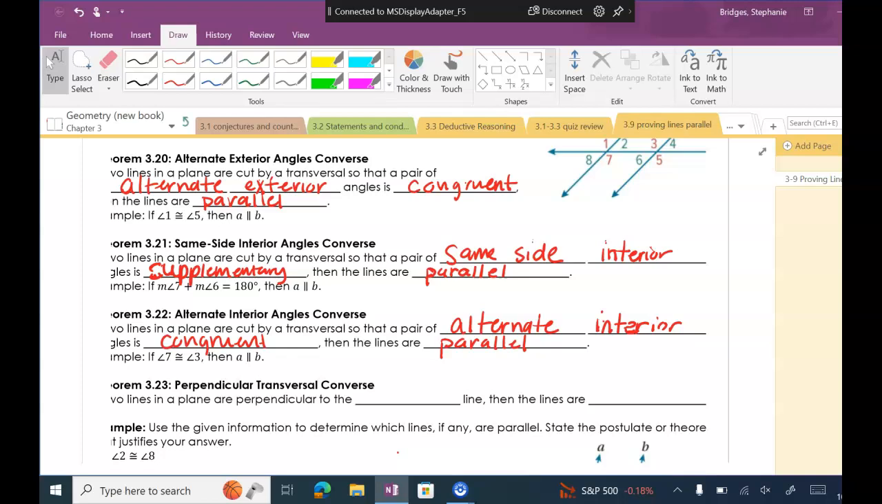And then we have the perpendicular converse, and basically that says if 2 lines in a plane are perpendicular to the same line, then the lines are parallel. Okay, if 2 lines are perpendicular to the same line, then my lines are parallel.